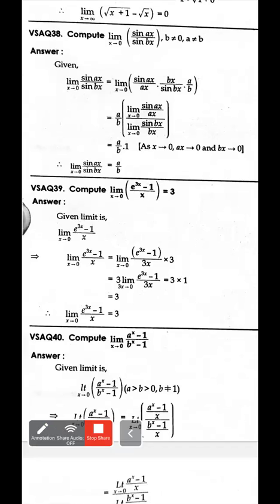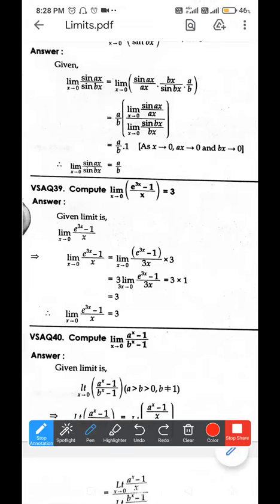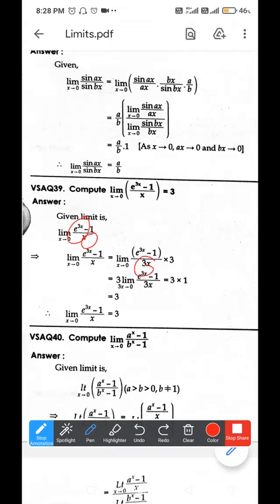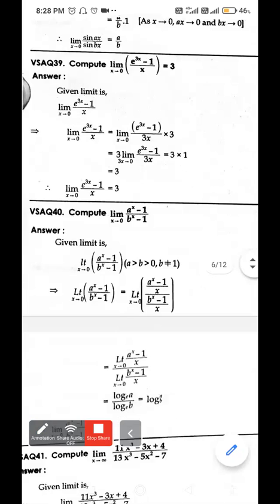Now limit x tends to 0, e power 3x minus 1 by x is equal to 3. So we have to prove this. How? e power x minus 1 by x is given to us. What we are doing is multiplying and dividing by 3. We're using the formula e power x minus 1 by x is equal to 1. So this part will become 1. 1 into 3 will be 3.